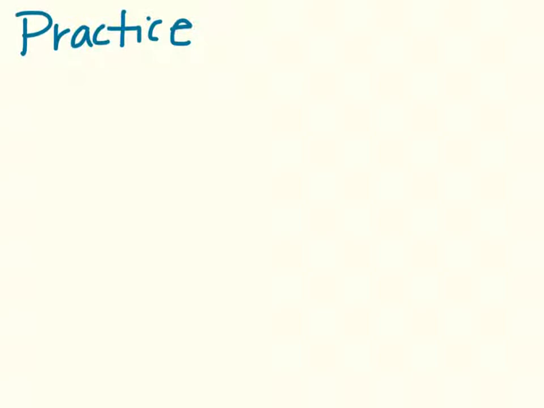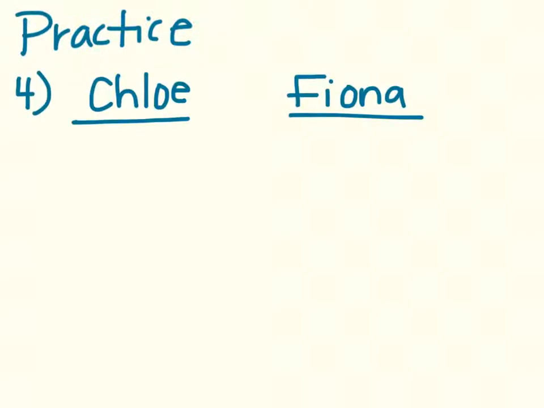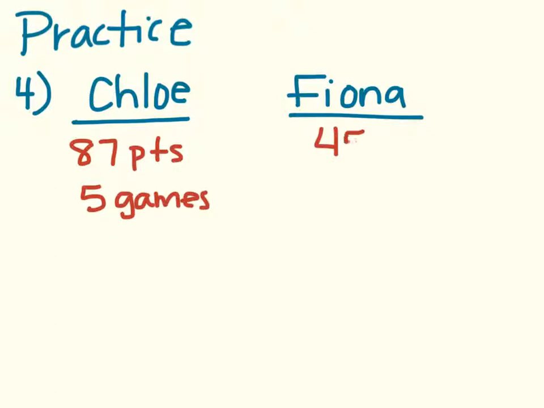And here's your final practice problem for this lesson. Chloe scores 87 points in 5 basketball games. And Fiona scores 45 points in 2 basketball games. Which of the 2 players scored more points per game?